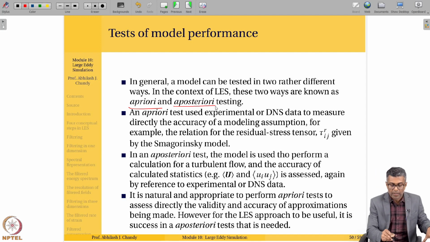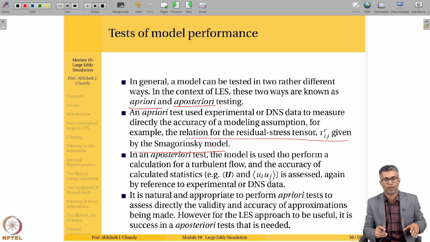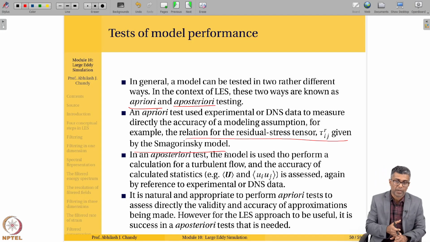Okay, how does it do it? For example, the relation for the residual stress tensor given by the Smagorinsky model. It basically takes that directly. It estimates the residual stress tensor from the DNS data and tries to estimate, okay, how accurate is it?